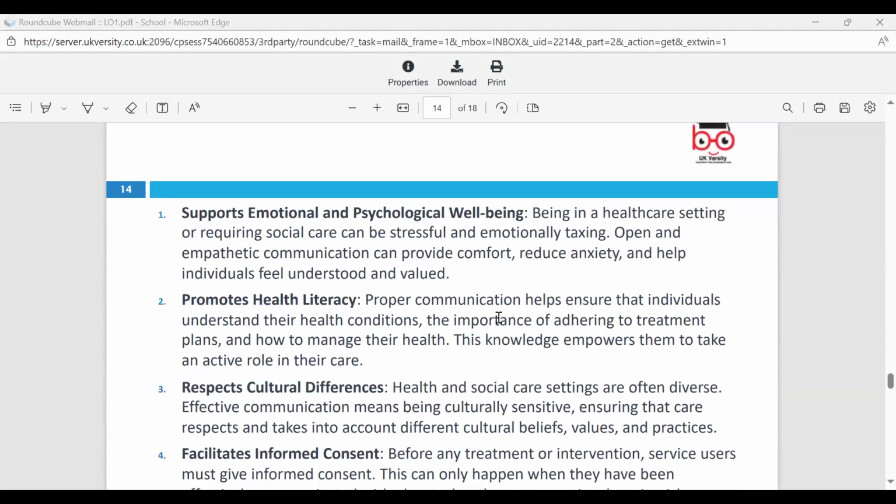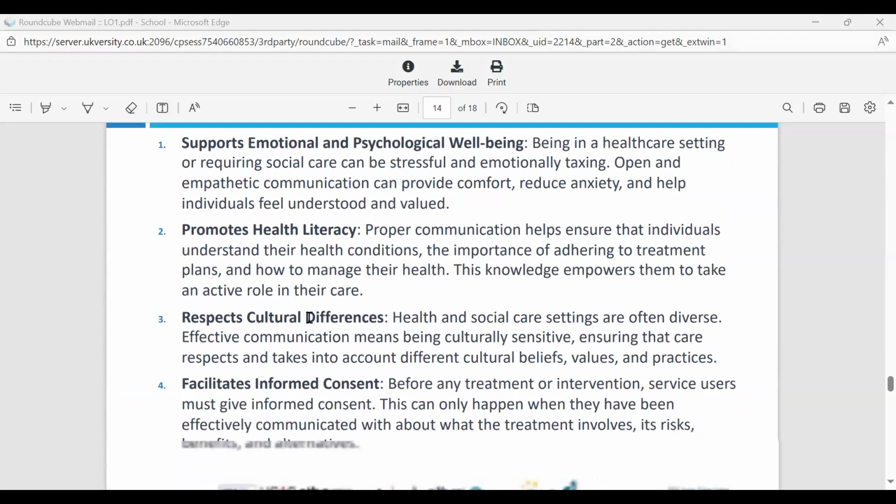Supports emotional and psychological well-being. Social care can be stressful, so making sure you're empathetic in your communication, and you're reducing any sort of anxiety, helping the individual understand and feel valued. Promoting health literacy, so proper communication helps ensure the person understands their health condition. You need to avoid using any sort of jargon. You need to make sure you are clearly communicating things to them, so there's no misunderstanding, or how they can manage their care.